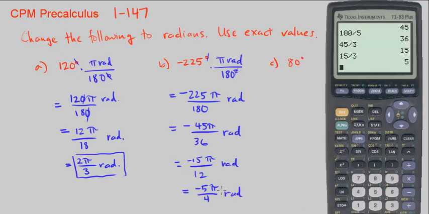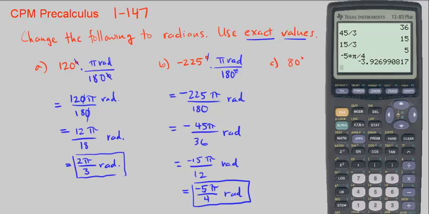Now 5 right here is a prime number, so we cannot simplify that anymore. So negative 225 degrees is equivalent to negative 5 pi over 4 radians. And we're using exact values, so we're not going to plug this into our calculator, negative 5 times pi divided by 4. That would be an approximate value, and we want exact values, so we're going to leave it like that.